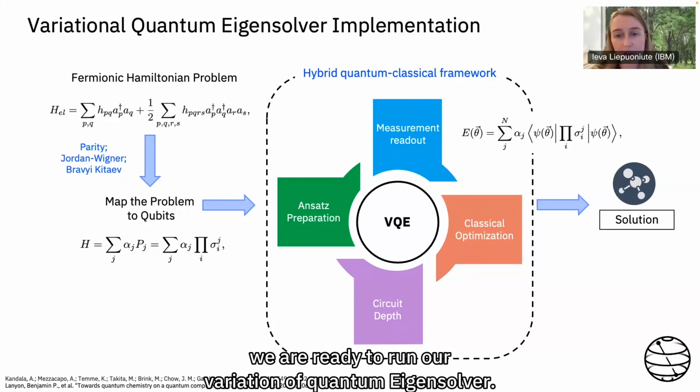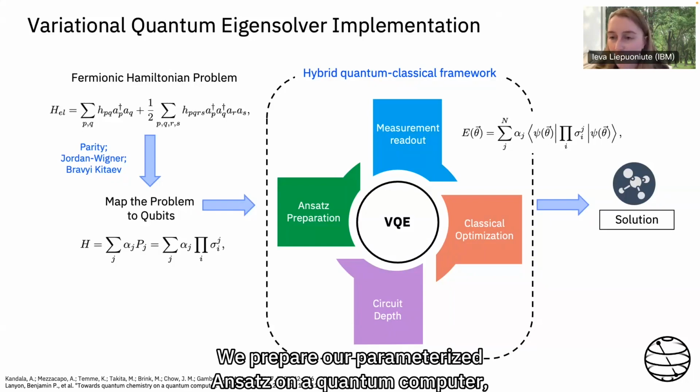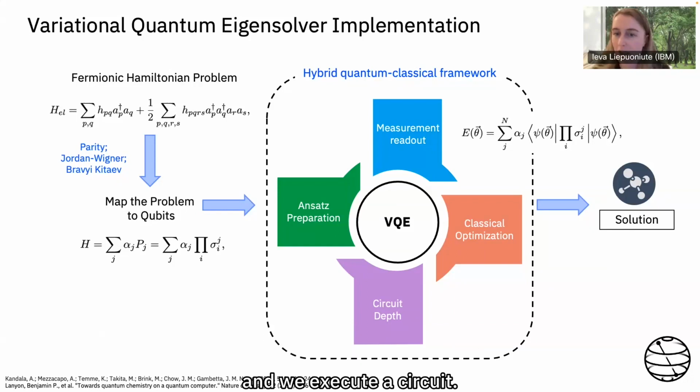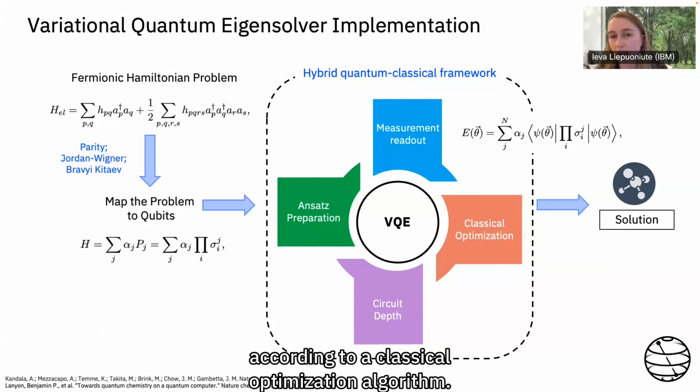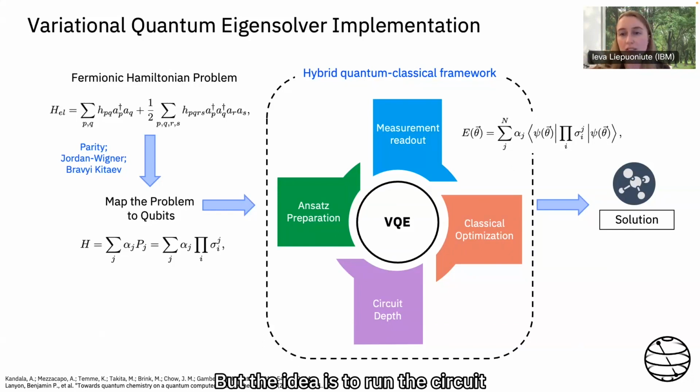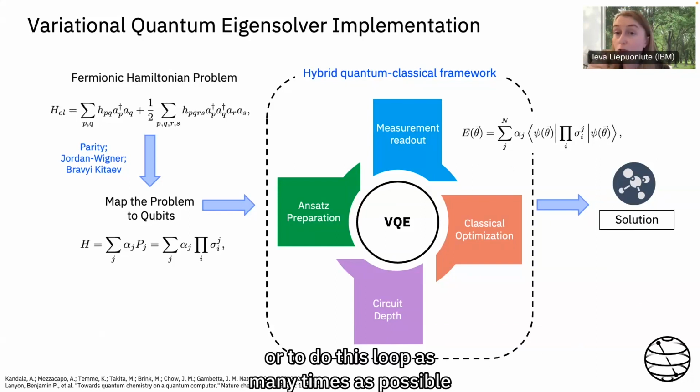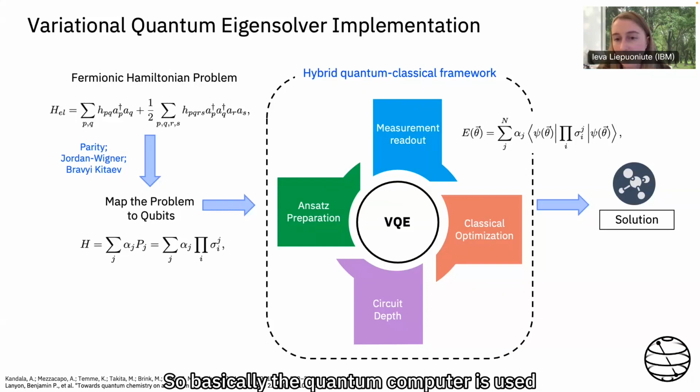So at this point, we are ready to run our variational quantum eigensolver. We prepare our parameterized ansatz on a quantum computer, and we execute a circuit. Then we measure the obtained state, as shown by this equation here. And then we update our parameters theta according to a classical optimization algorithm. But the idea is to do this loop as many times as possible until we achieve our desired ground state energy, right? So basically the quantum computer is used to measure energy here.